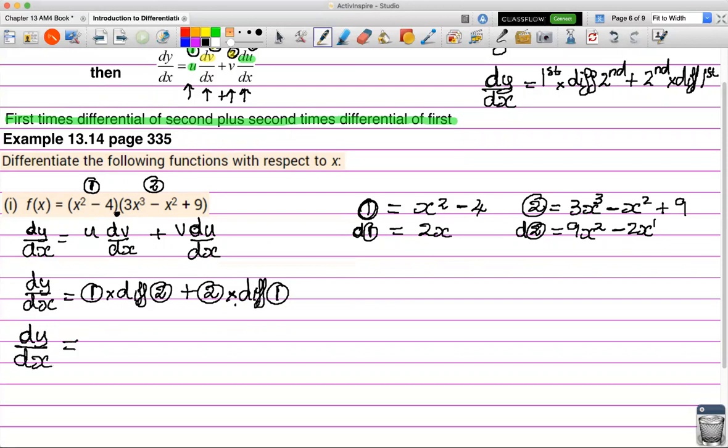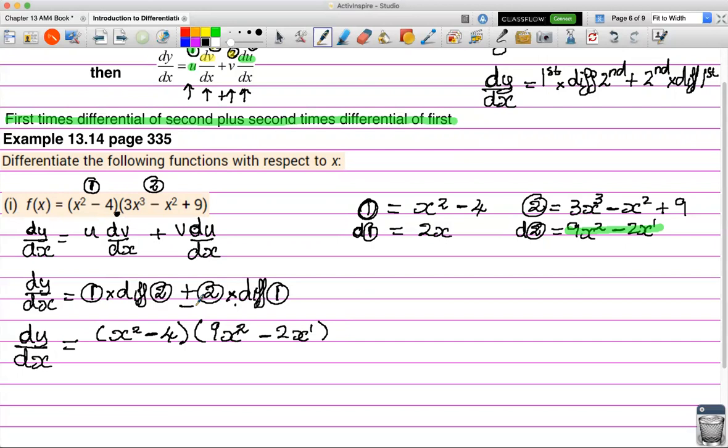is equal to the first, which is x squared minus 4, multiplied by the differential of the second, and the differential of the second is written there. The differential of the second is 9x squared minus 2x to the power of 1.